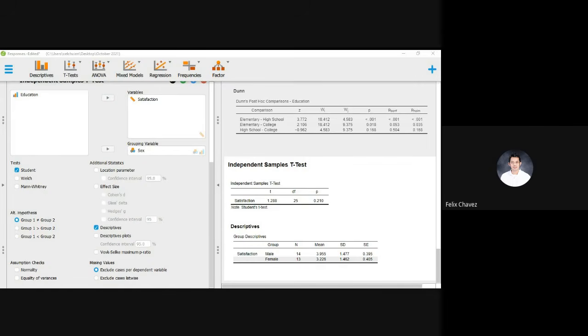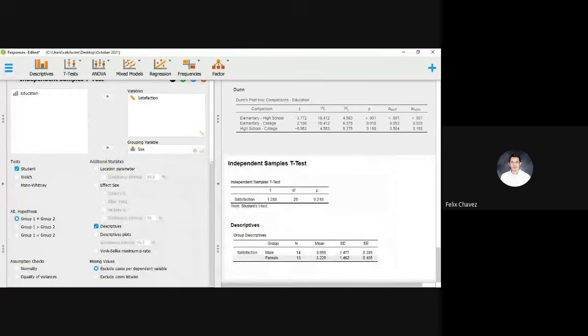And since that is above 0.05, we can say that there is no significant difference in the level of satisfaction of customers when grouped according to sex. In other words, so what does it mean? The level of satisfaction of customers regardless of gender is most likely the same. So whether you are female or male, you have the same level of satisfaction. That is the meaning of this particular result.